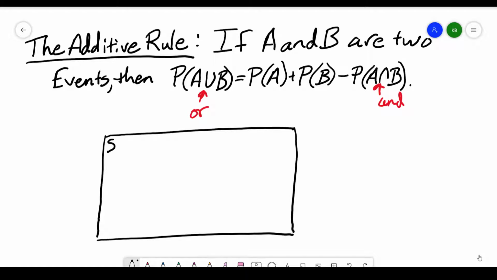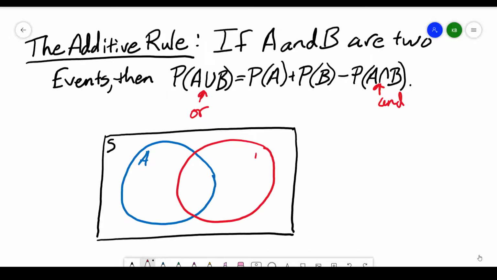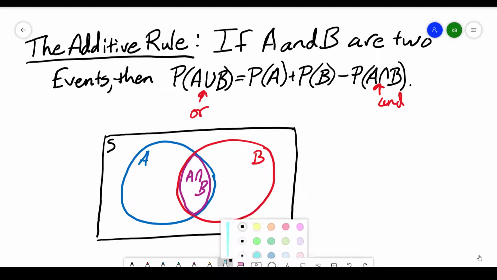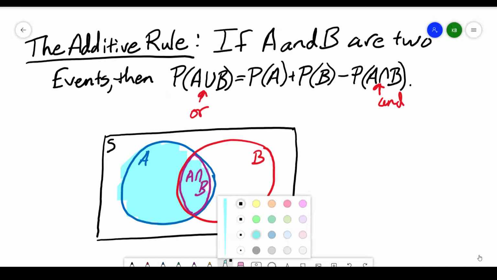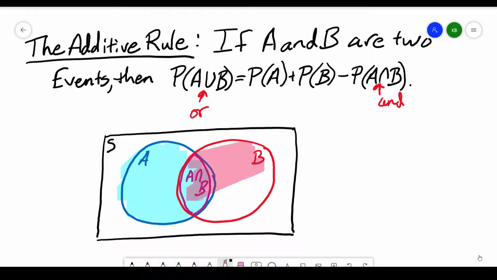So if I have my sample space, S, for my statistical experiment, and then I have an event A, and I have an event B, and I have something in common, that is A intersect B. Now, if I think about my additive rule, what it does is it has me take everything that's in A, so everything there, and then it has me add to that everything that's in B.